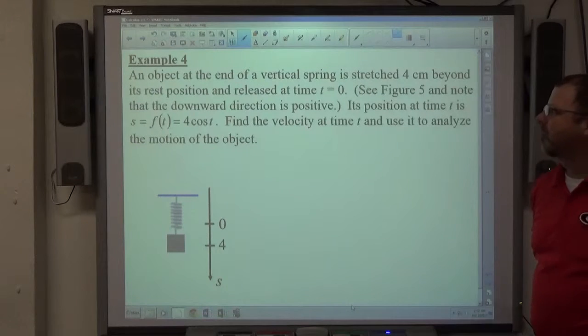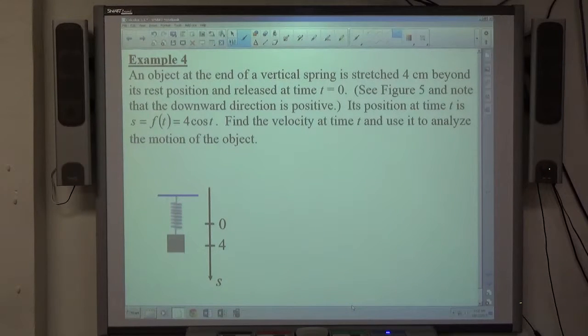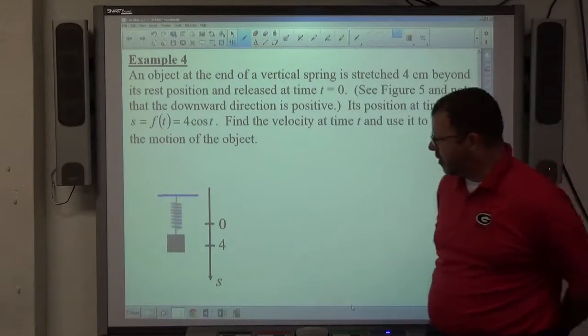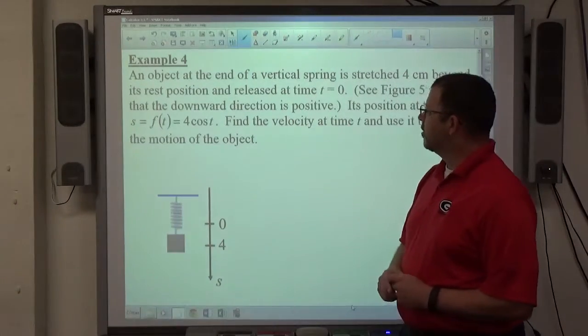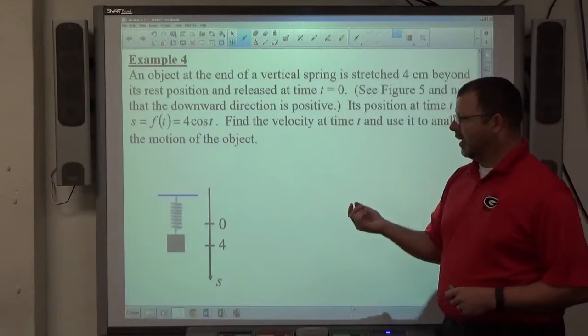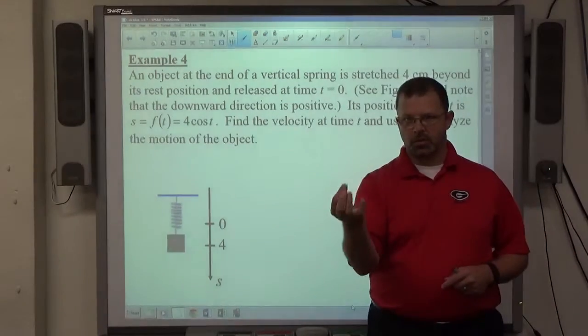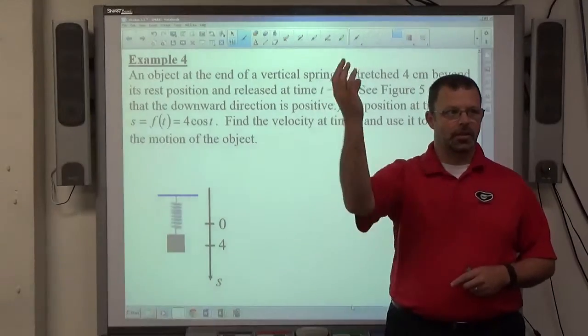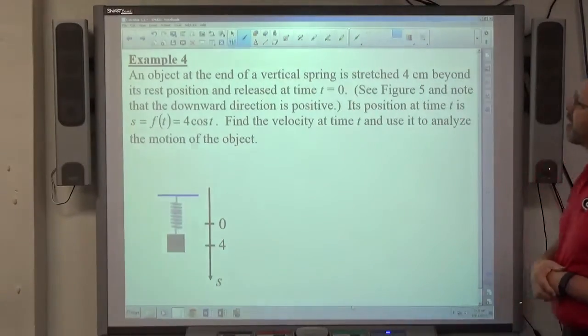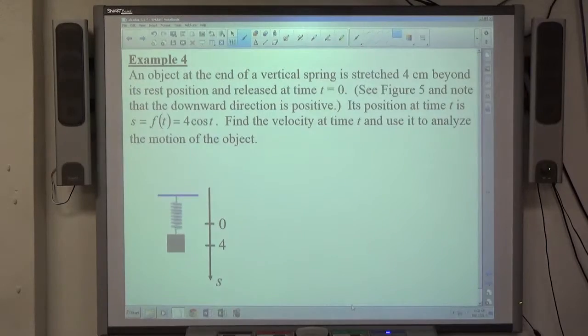For example, an object at the end of a vertical spring is stretched 4 centimeters beyond its rest position. So rest position is 0, we pull down on it 4 centimeters below rest position, and it's released. If you imagine how a spring works, if you pull it down and let go, it's going to be bouncing up and down. See figure 5. Note the downward direction is positive.